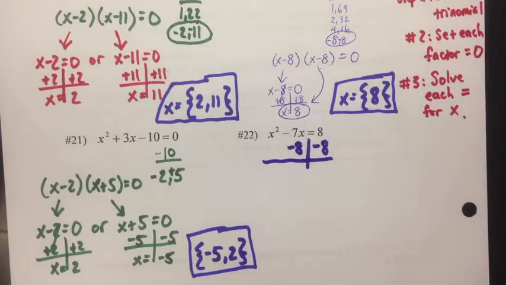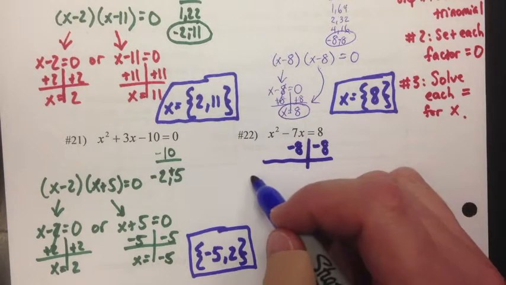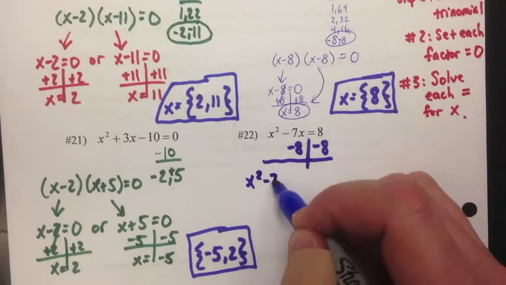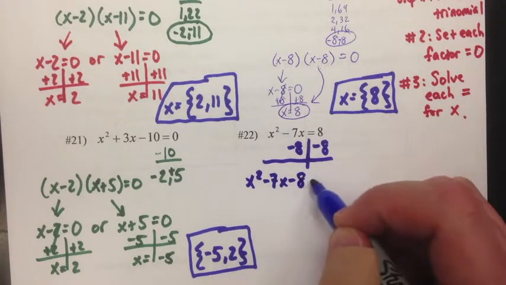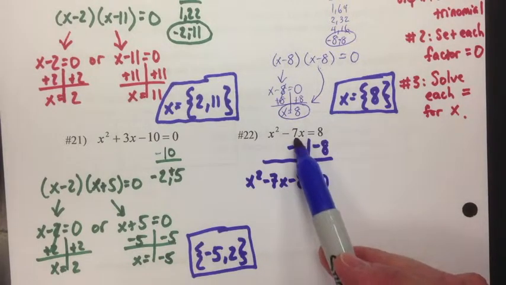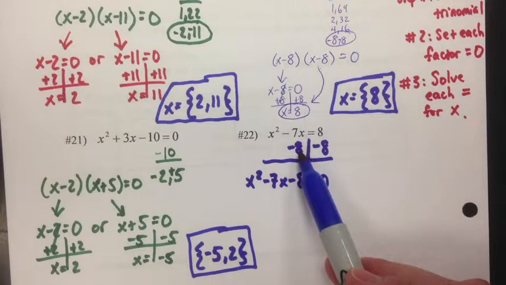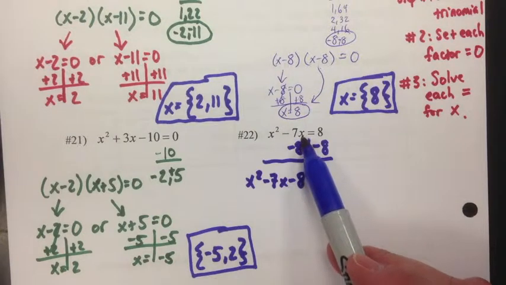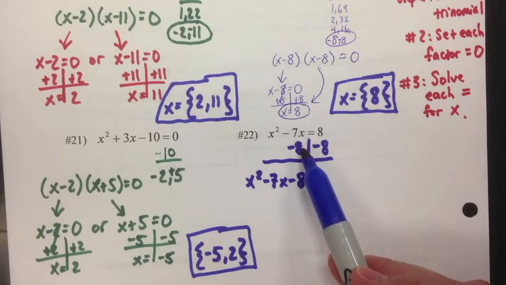Now I got to be careful here when I rewrite this. This is x squared minus 7x minus 8 equals 0. So I'm trying to set this equal to 0. That's what I want. I cannot subtract. I can't do negative 7x minus 8 because these are different terms. This has an x, this does not.